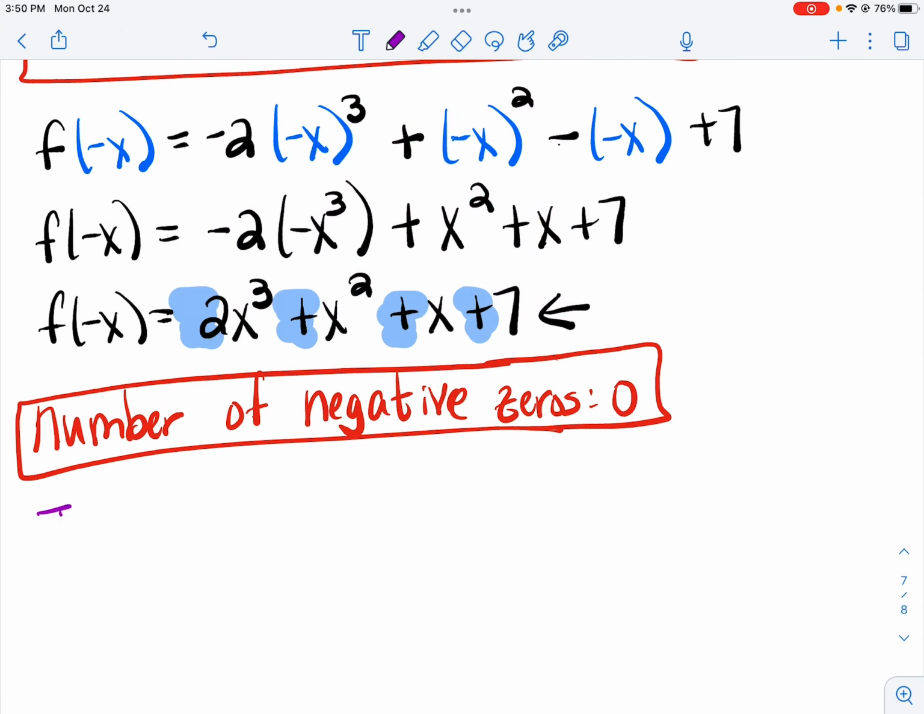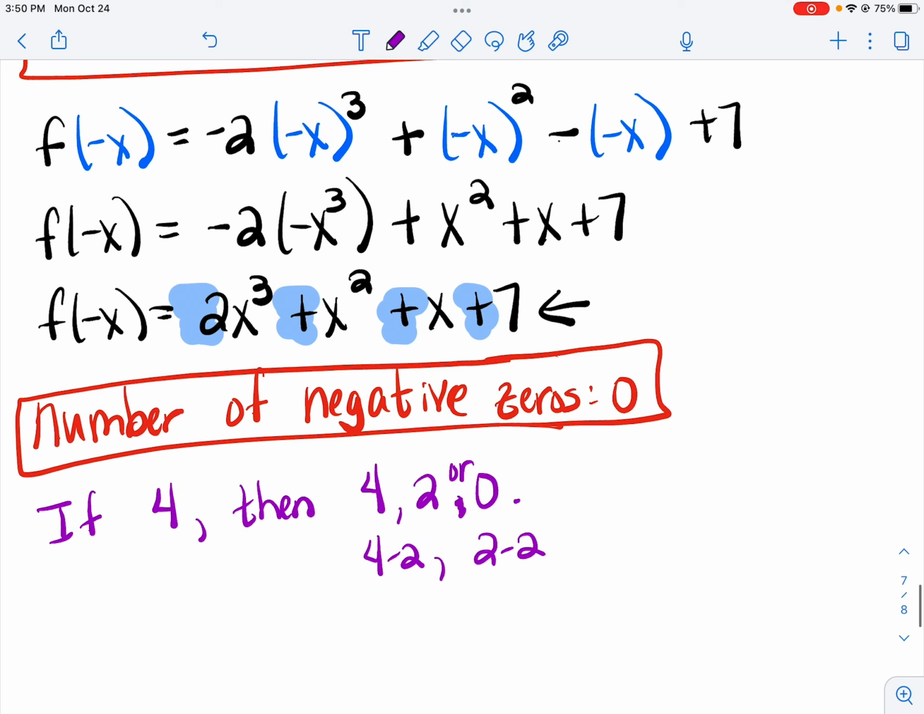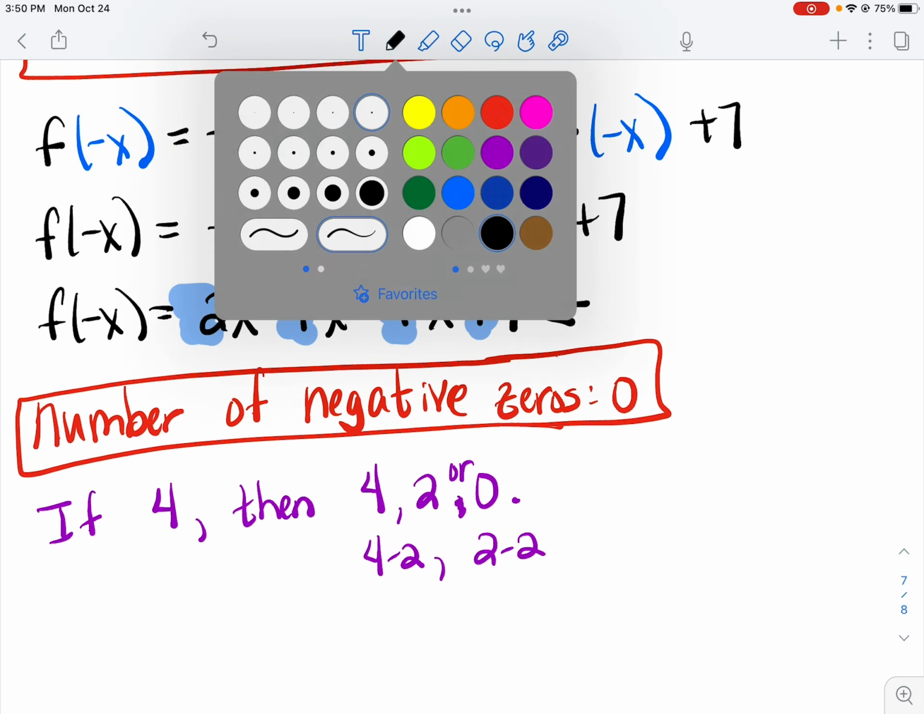If I had gotten, well, let's just say I had 4. Just like I did with the number of positive zeros, I would say 4 minus 2 is 2, and then 2 minus 2 is 0. You always have to subtract out 2 with Descartes' rule of signs until you get to either a 0 or a 1. And again, that's because of those complex zeros coming in pairs.